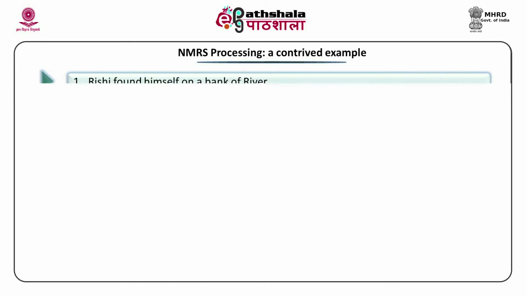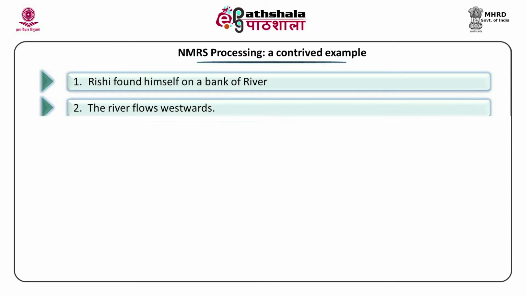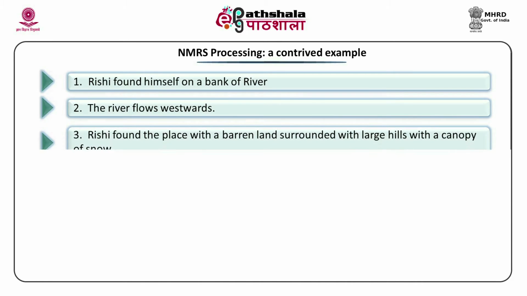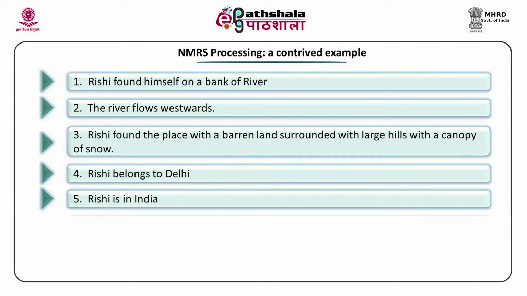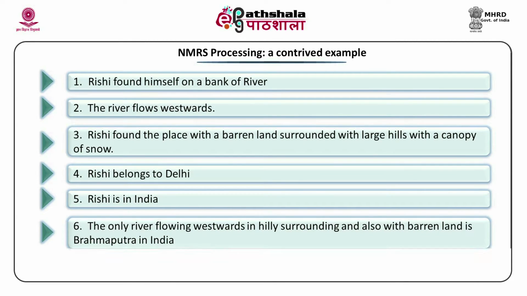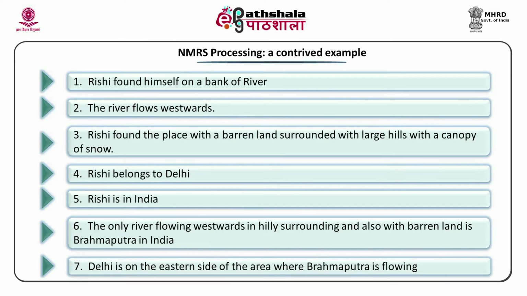There is a contrived example from a movie which I saw years ago. Rishi found himself on the bank of a river, and the river is flowing westwards, and there is a barren land and a lot of hills around with a canopy of snow and all that. He belongs to Delhi, and the default assumption is that he is in India, and the only river which flows westwards is the Brahmaputra.